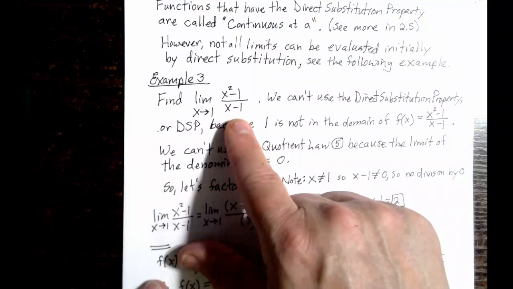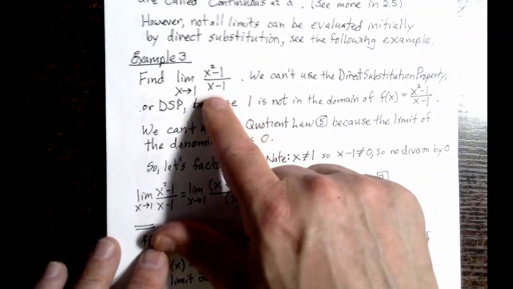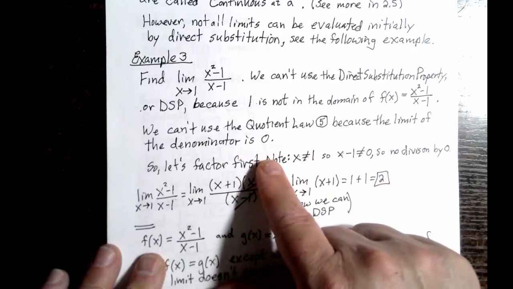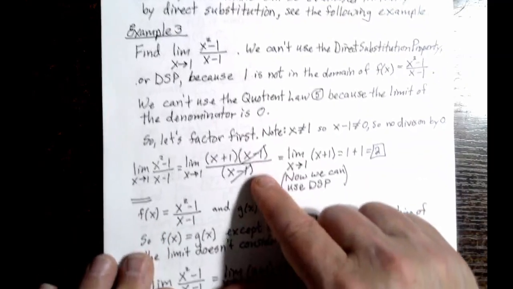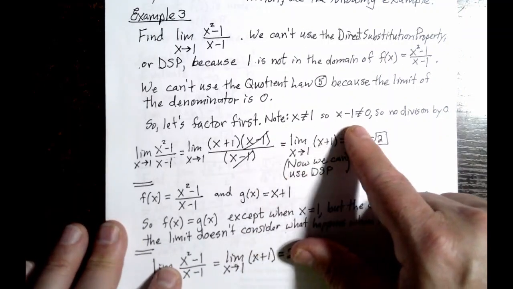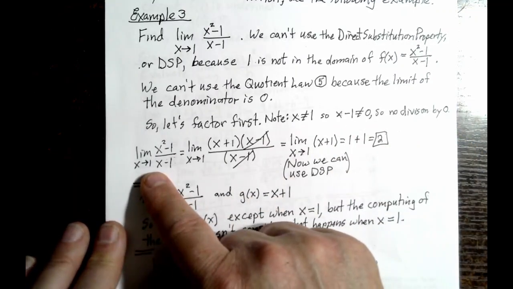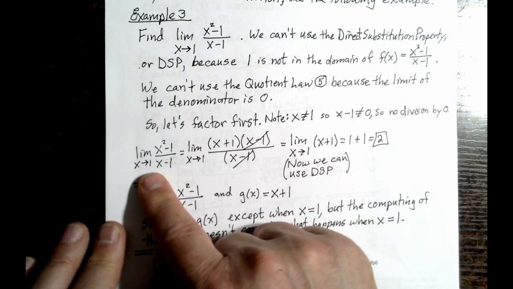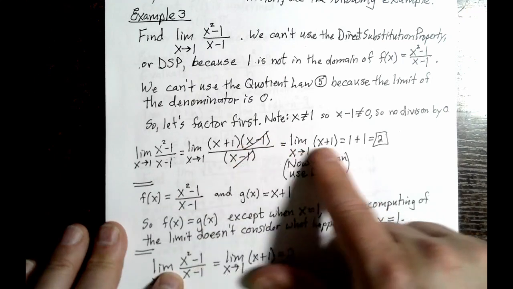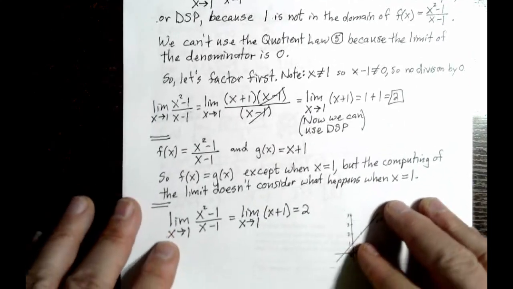This guy here. We cannot use the direct substitution property, or DSP, because 1 is not in the domain of f. We can't use the quotient laws because the limit of the denominator is 0. So what do we do? Well, let's factor it first. Note that x does not equal 1, so x minus 1 does not equal 0. So there's no division by 0 if you're talking about the limit, because we don't care what happens at 1. Alright, so if you look at this and you factor, you end up with x plus 1, and now you can do direct substitution and just get 1 plus 1 is 2.